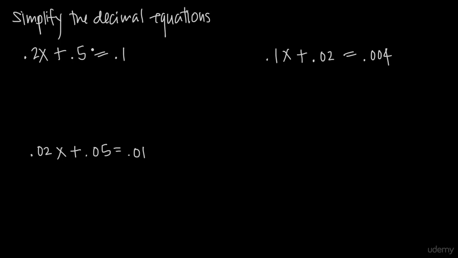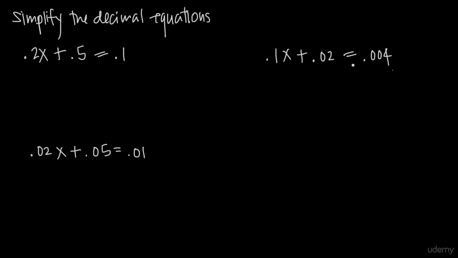We're going to look for the smallest decimal and then multiply by whatever power of 10 we need to make that decimal a whole number. So for example, I have 0.2, 0.5, and 0.1. All of these end in the tenths place, which means I need to multiply this entire equation by 10 in order to make all of these decimals whole numbers.